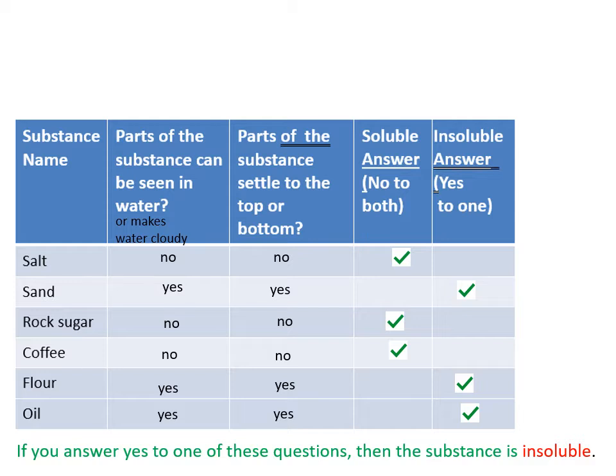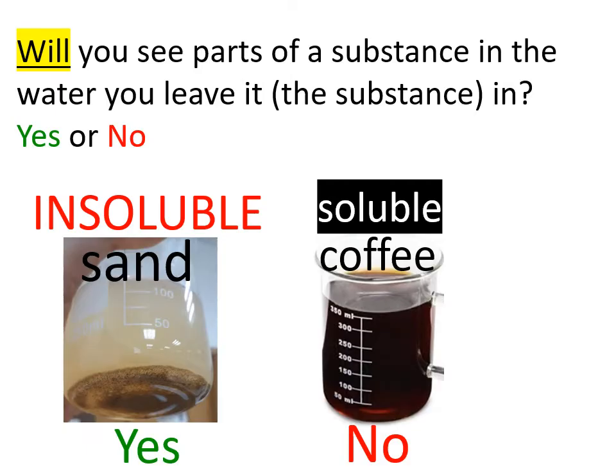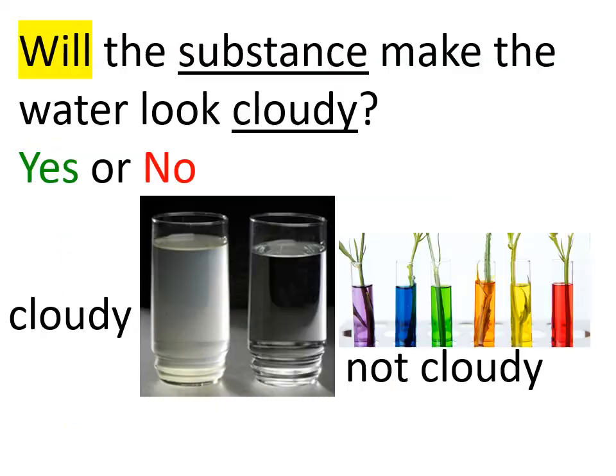We tried to stir it, leave it in the water, but you could still see the substance. It made the water cloudy. You could see grains of sand at the bottom, so sand is insoluble. And then there are other results there for you to look at. So again, these were the questions we asked to determine if a substance like sand or coffee was insoluble or soluble. There's water that looks cloudy and also not cloudy.